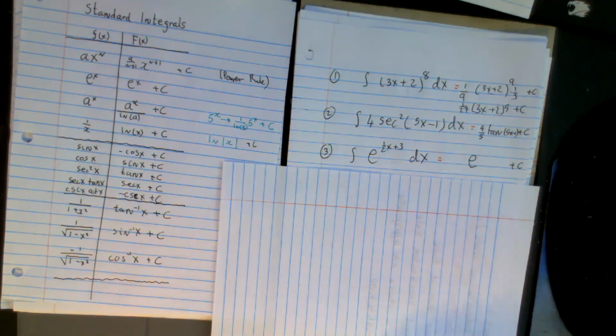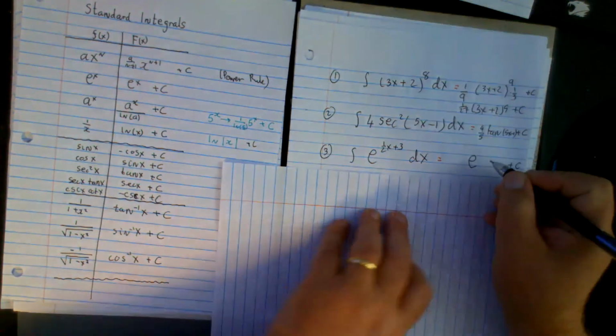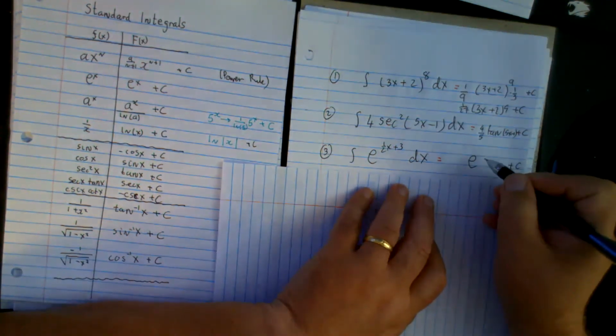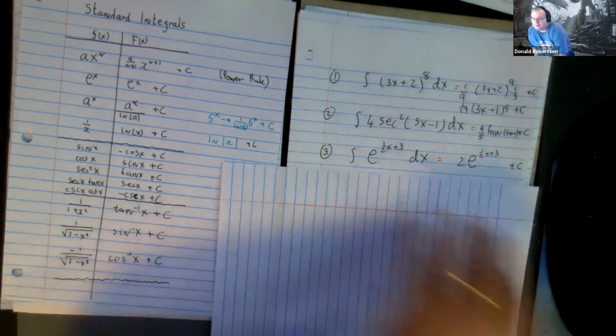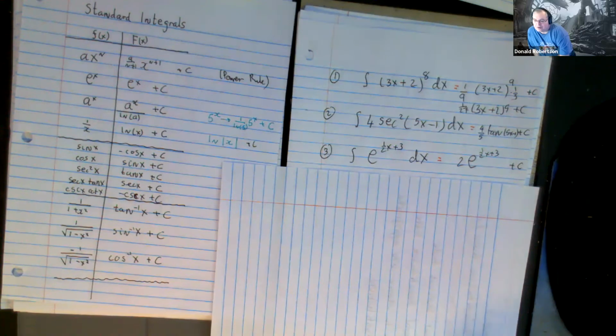Would it be 2e to the 1/2 x plus 3? It would. Now, for those who are thinking, what on earth happened to you? Why is there a 2 there? Aren't you essentially dividing by a half?